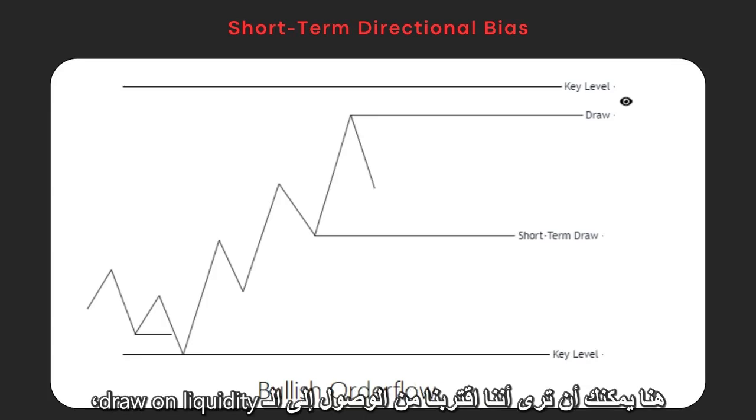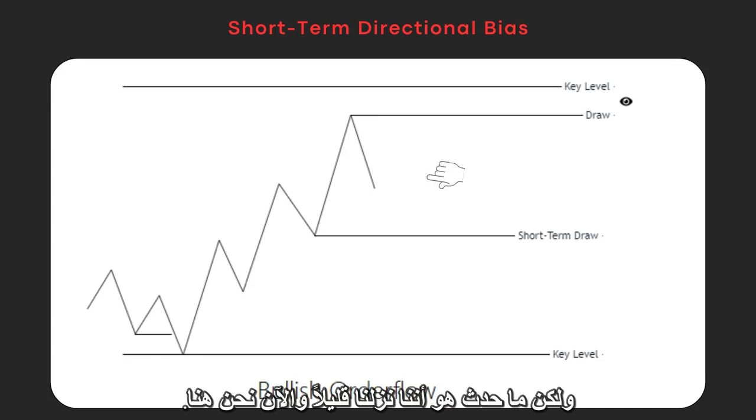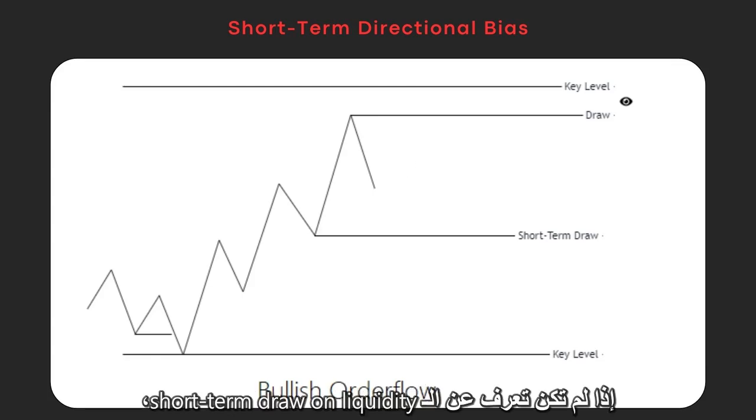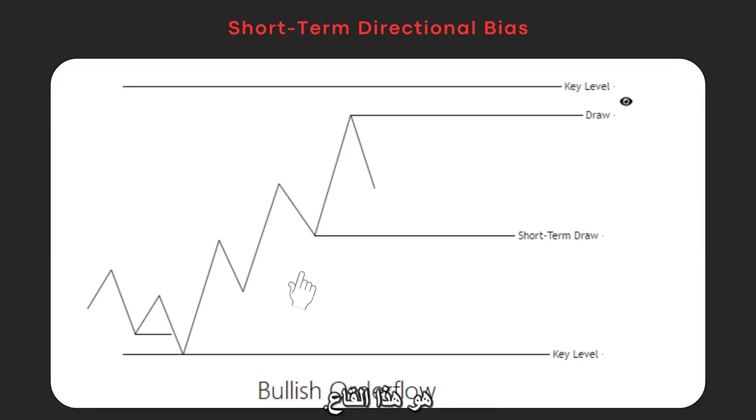So in this case right here, you can see that we almost reached the drawn liquidity which is higher, which is this key level above us, right? But what happened is that we came down lower a bit and now we're here. Now, if you didn't know about short-term drawn liquidity, then what you would have done here is straight away looked for longs from here. But since you are aware of it, you would know that our first and immediate drawn liquidity, which is known as the short-term drawn liquidity, is this low right here.